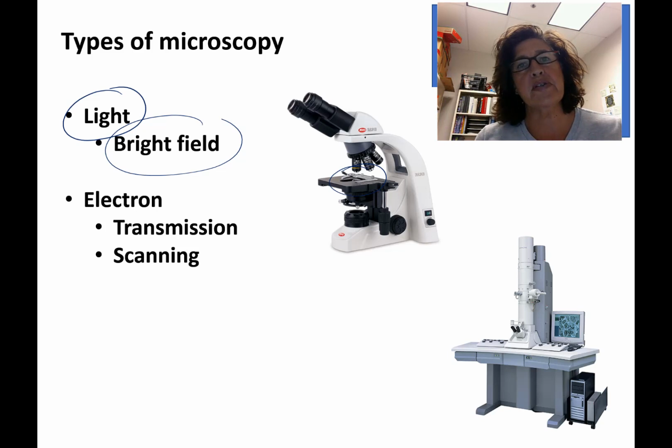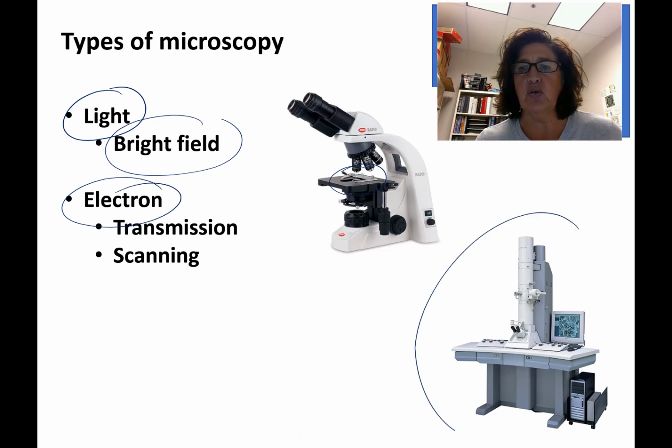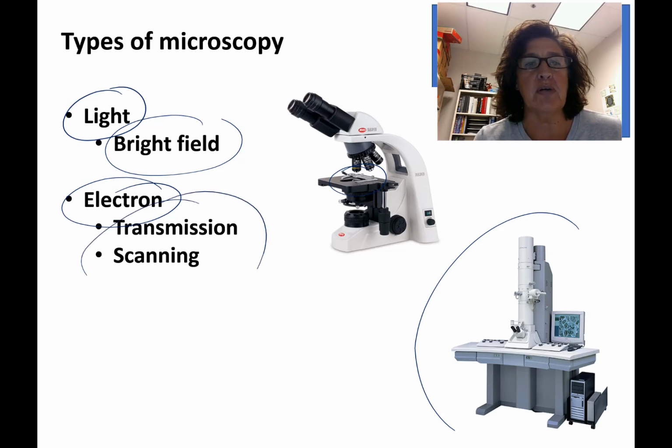And remember that the whole reason we use microscopes is because cells are so small, we can't see them very well without a microscope. So I want you to understand these two different types of microscopes and what you can actually see with them and what you can't. The second type we'll talk about is the electron microscope, and it's this amazingly huge, complex microscope that actually uses electrons to create the image versus light to create the image. And we're going to talk about two different types of electron microscopy, transmission and scanning.